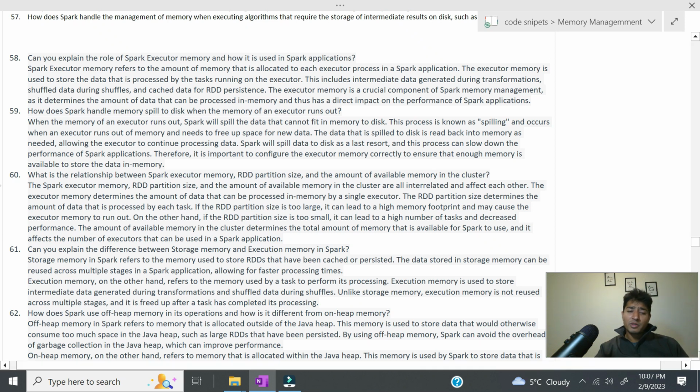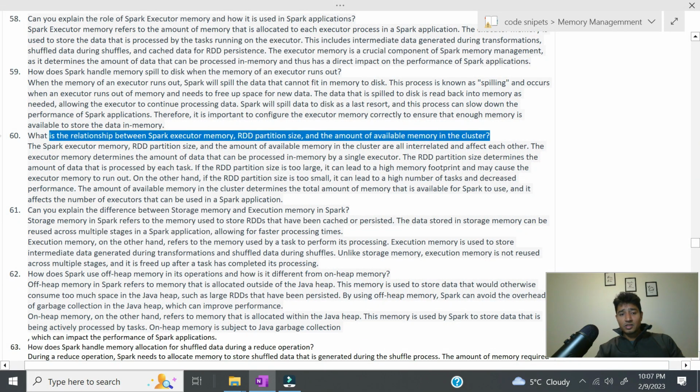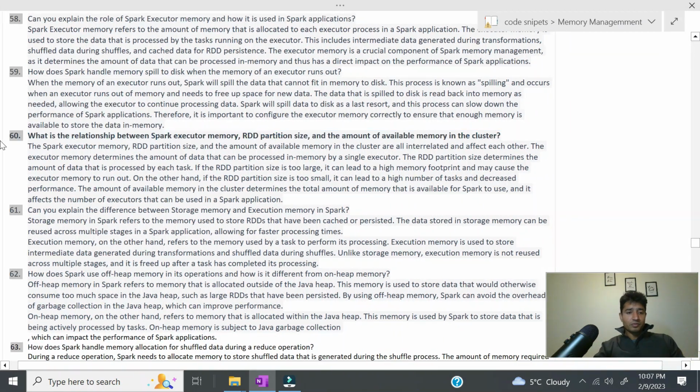What is the relationship between Spark executor memory, RDD partition size, and amount of memory available in the cluster? Important question. I'll highlight it. Okay, so Spark executor memory, RDD partition size, and amount of available memory are all interrelated and affect each other.